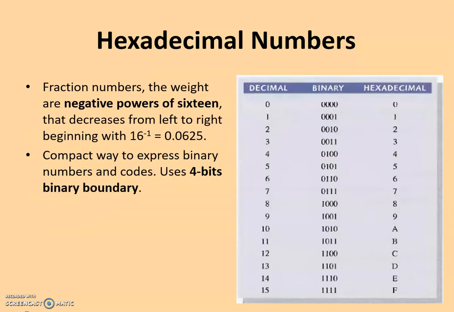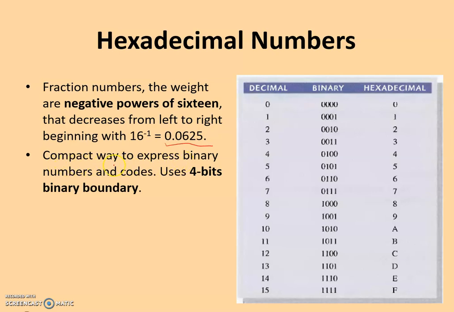Okay, hexadecimal numbers. For fractional numbers, the weights are negative powers of 16, similar to the previous number systems, decreasing from left to right, beginning with 16 to the power of negative 1, which is equivalent to 0.0625.